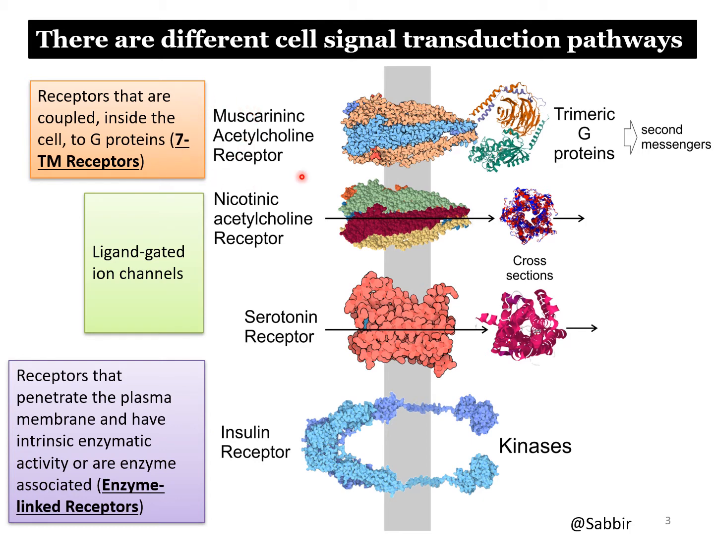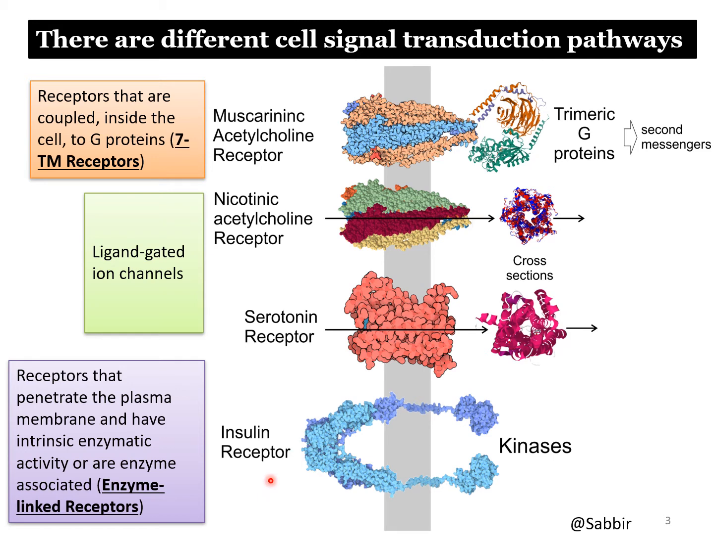For example, muscarinic acetylcholine receptor is coupled to trimeric G proteins, and these are G alpha, G beta, and G gamma, which then lead to the generation of second messengers. The second group is called ligand-gated ion channels, for example, nicotinic acetylcholine receptor and serotonin receptor. And the third type is the receptors that penetrate the plasma membrane and have intrinsic enzymatic activity or are enzyme associated, and these are called enzyme-linked receptors, for example, insulin receptor, which has a kinase activity.